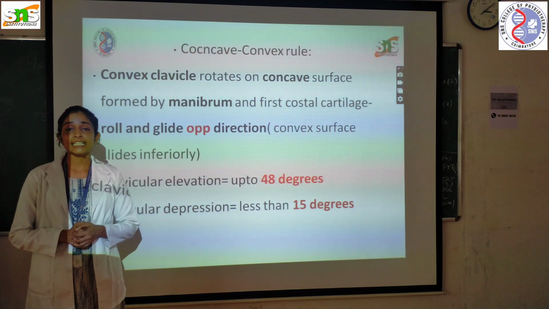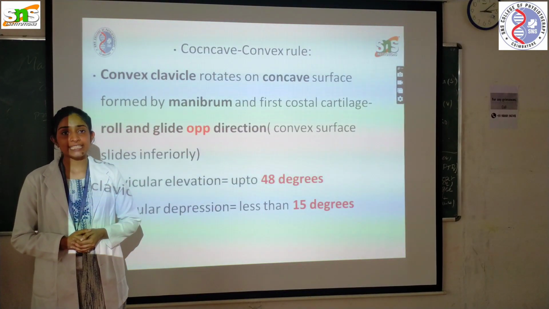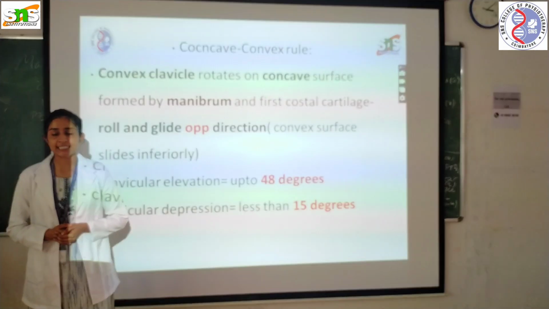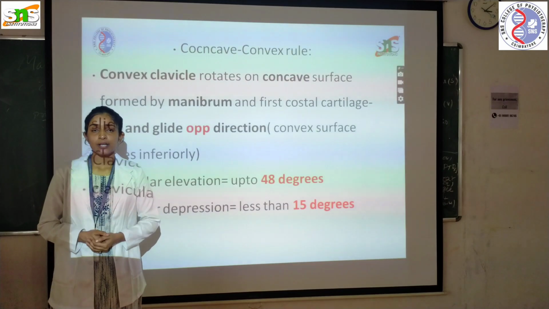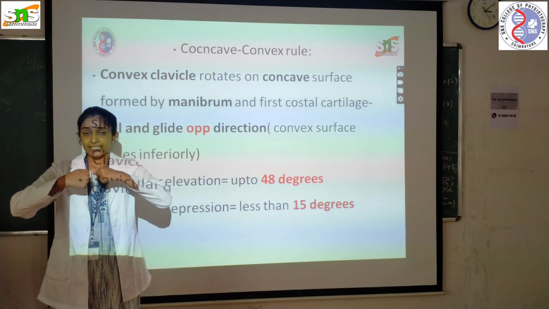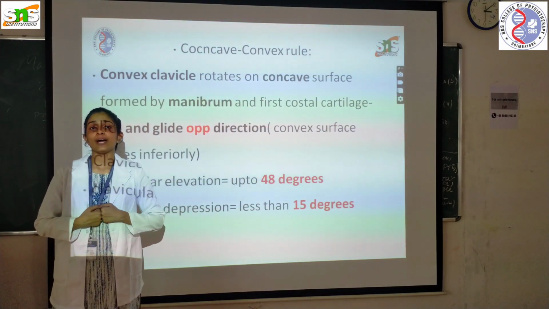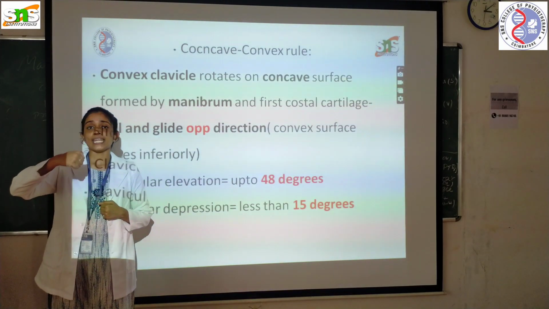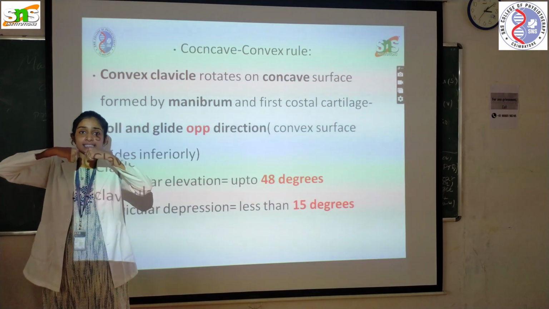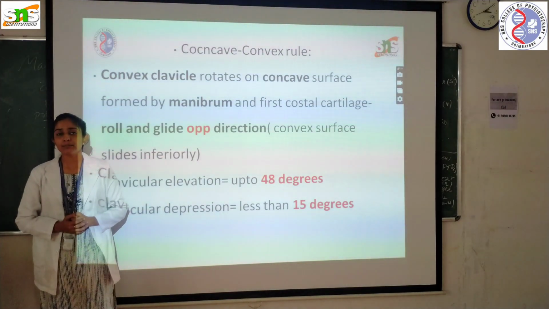Now we need to see the arthrokinematic movement that is happening inside the joint, that is the concave and convex rule. So what does the concave and convex rule say? The concave and convex rule says when a convex surface is moving over a stable concave surface, the rolling and gliding will be in opposite directions. And what happens when a concave surface is moving? When a concave surface is moving over a stable convex surface, the rolling and gliding will be in the same direction.